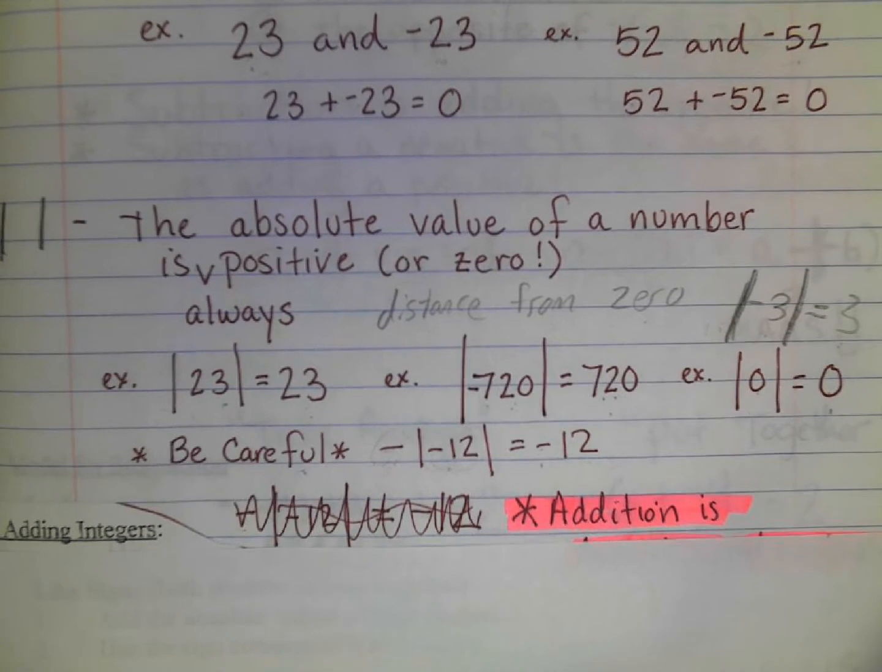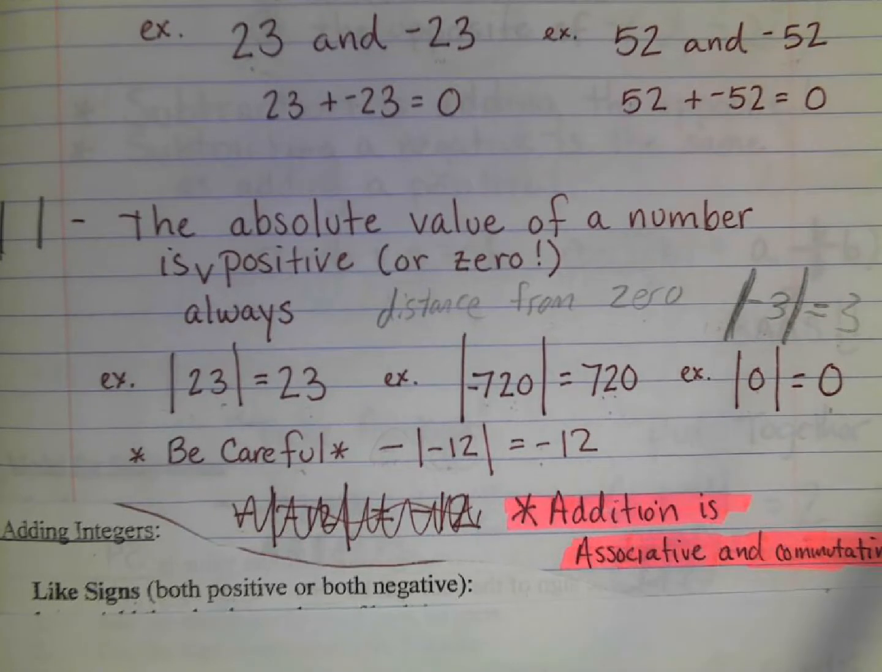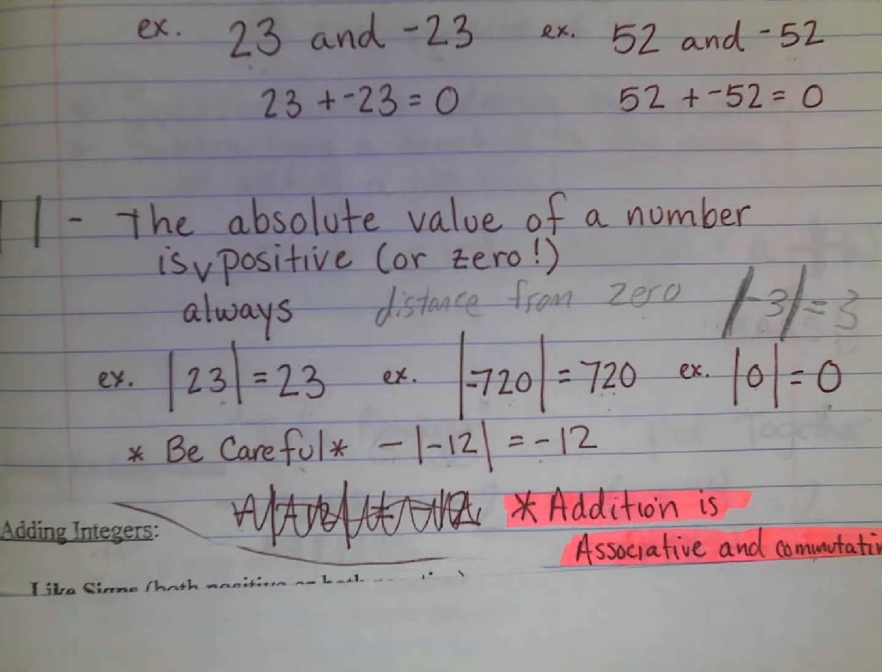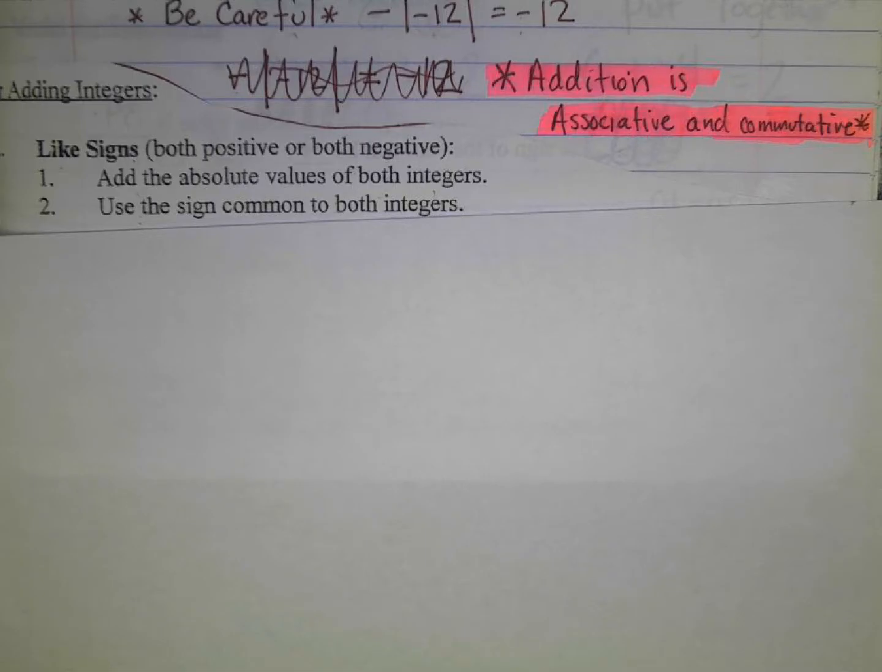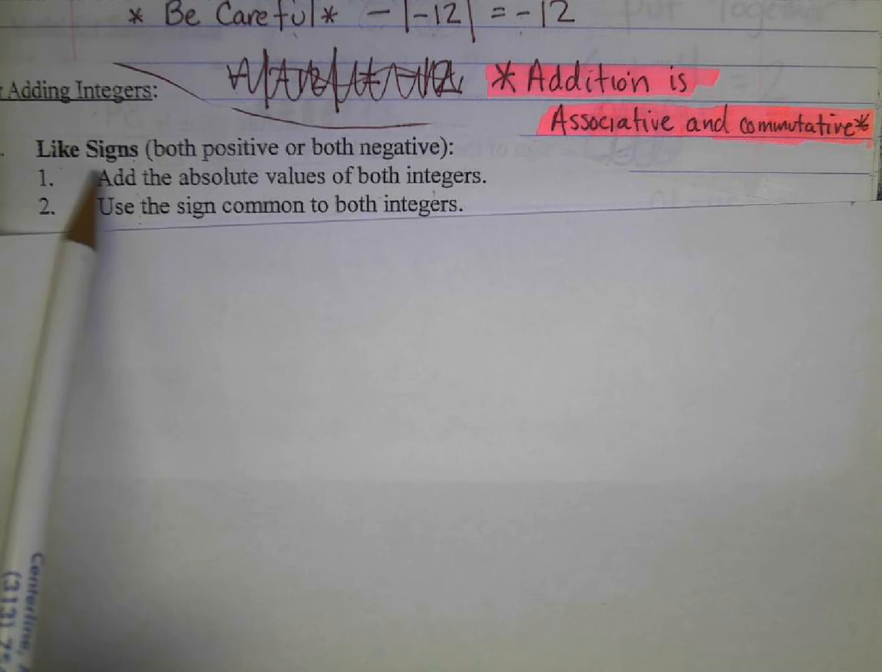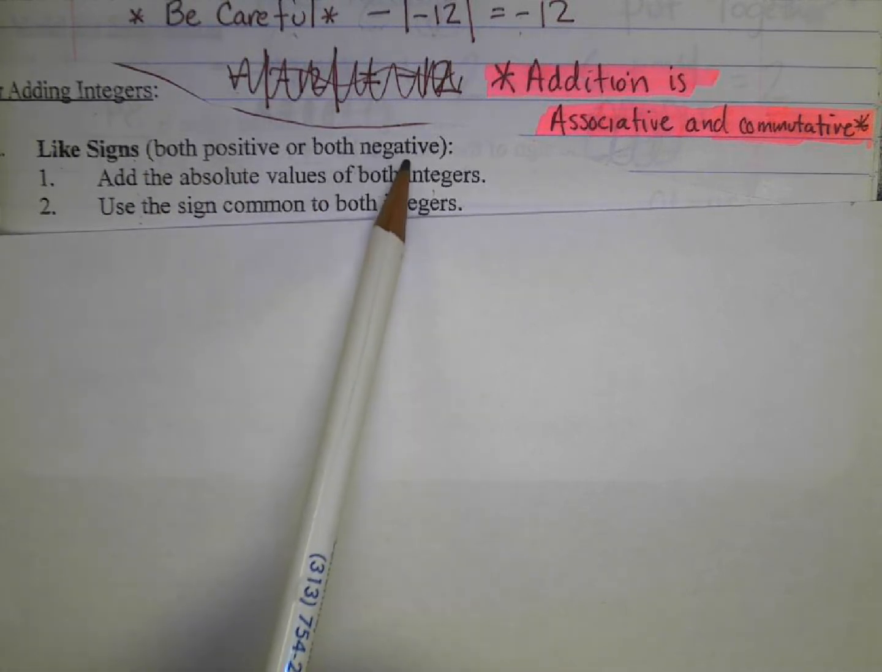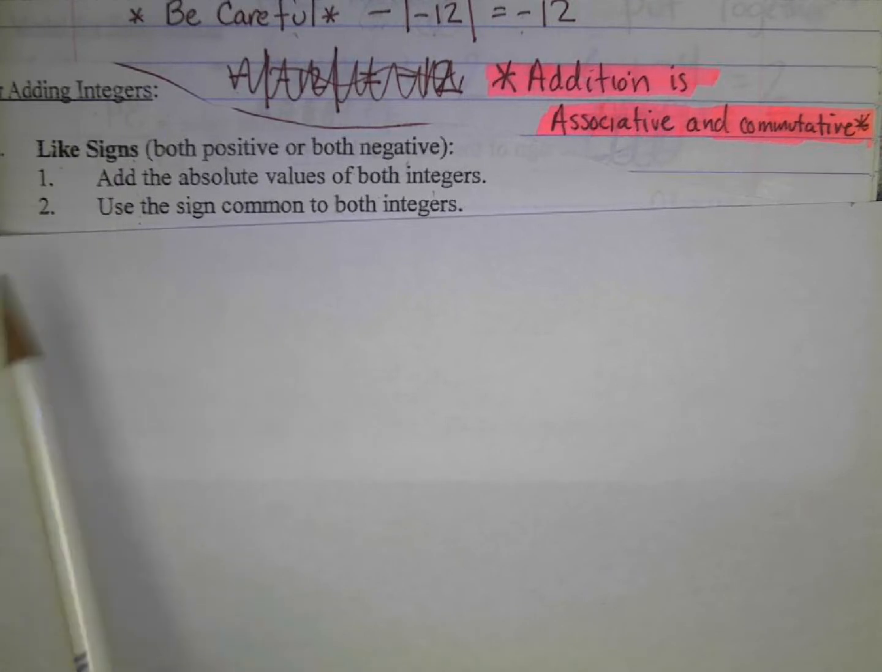All right? So now what we're going to look at is adding integers. So what I want you to do is pause. Make sure you have everything, and then play to continue on. All right, so when you're adding integers, we're looking for like signs. If you have like signs between your integers, they're both going to be positive or both negative. This will become clearer as we look at some examples.